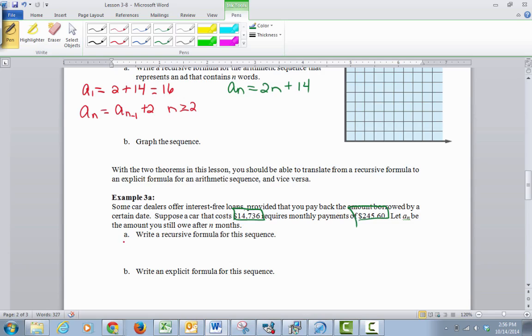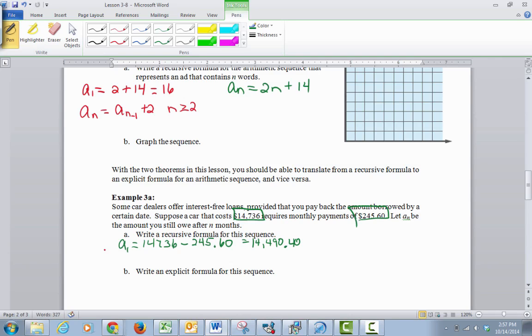Okay? So A sub 1, at the end of the first month, how much do we have? How do I find that? So if I got a loan, it's going to be 14,736 minus however much I paid for it that month, right? Which happens to be 245.60. Okay, so that ends up being 14,490 and 40 cents.